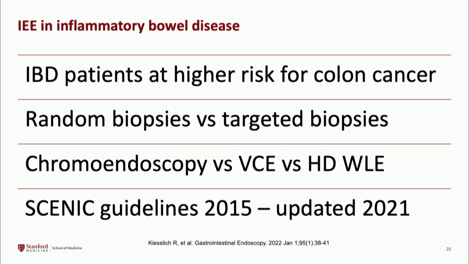So looking at inflammatory bowel disease, as we all know, IBD patients are at highest risk for colon cancer, especially patients who have primary sclerosing cholangitis. Within the last decade, there's been a lot of debate about whether random biopsy should be done in these patients or targeted biopsies, whether chromoendoscopy should be used versus virtual chromoendoscopy or high-definition white light endoscopy. So to address these, the SCENIC guidelines were published in 2015, and they were recently updated based on a number of trials which were done since then.